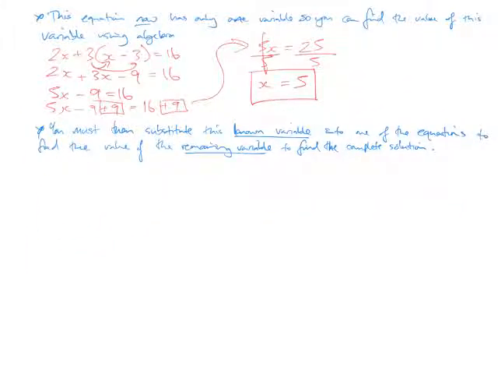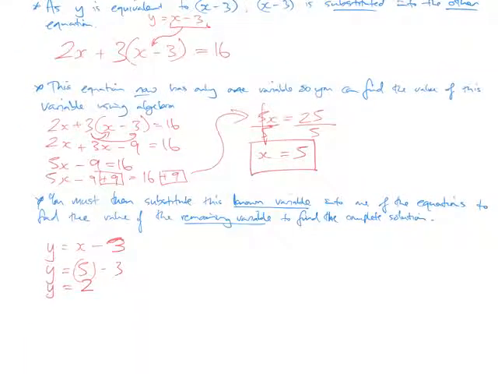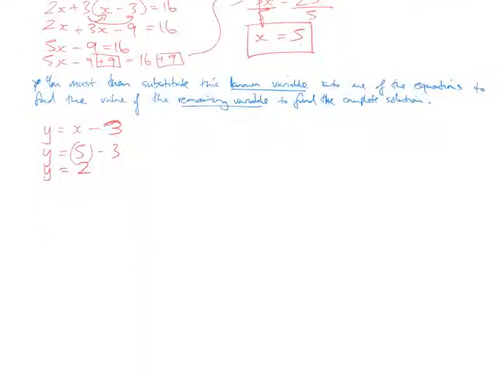Y is equal to x take 3. If we know that x is equal to 5, y is equal to 5 take 3. There's nothing else I can do with those brackets, so they can just be ignored. Y is equal to 5 take 3, 2. We can double check by trying to substitute it in the other equation. 2x plus 3y is equal to 16. We know that x is 5, so 2 lots of 5 plus 3y is equal to 16. 10 plus 3y is equal to 16.